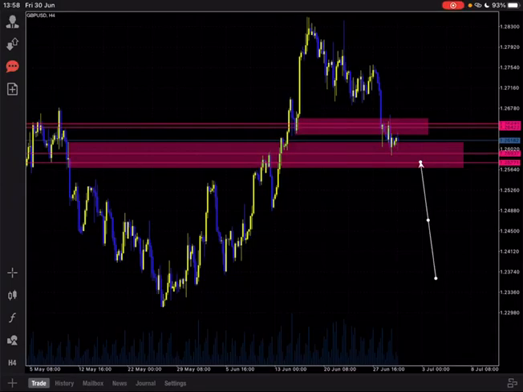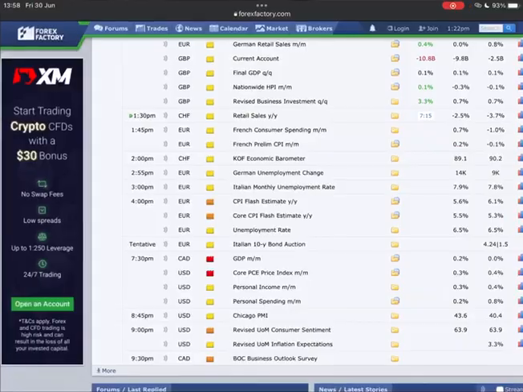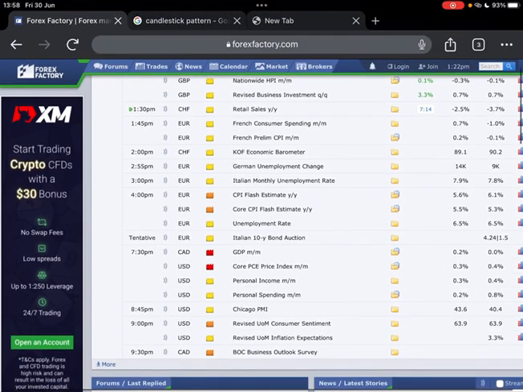Alrighty, let's start today off with GBP USD. It might be a bit loud since I'm at the mall, but I'm going to try my best to be clear. Okay, so first of all, we have to check the news.